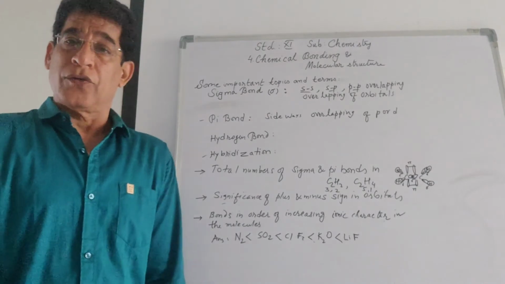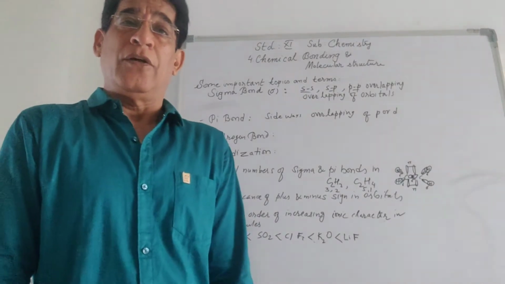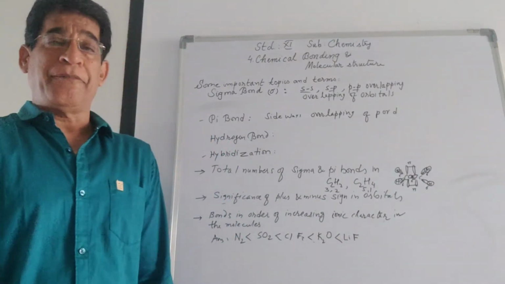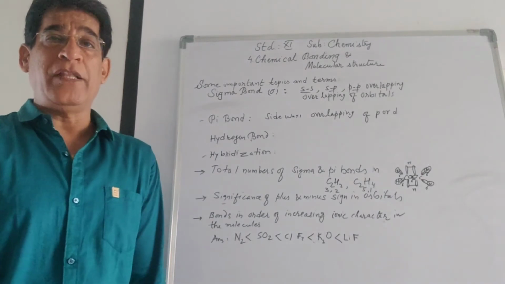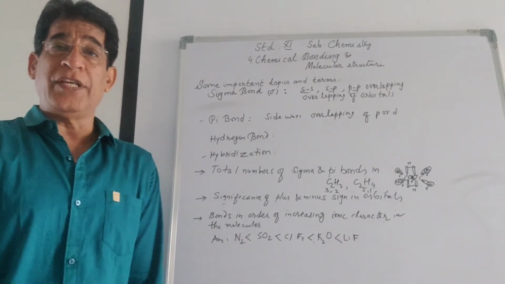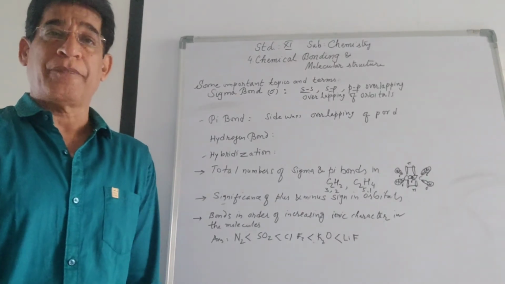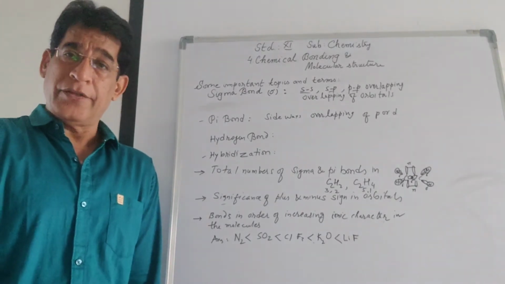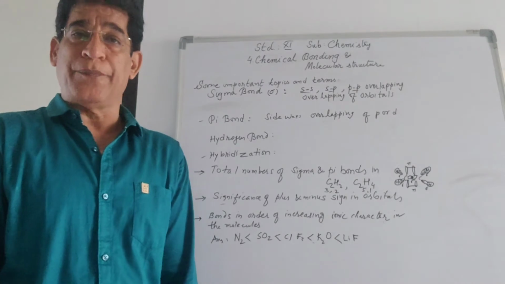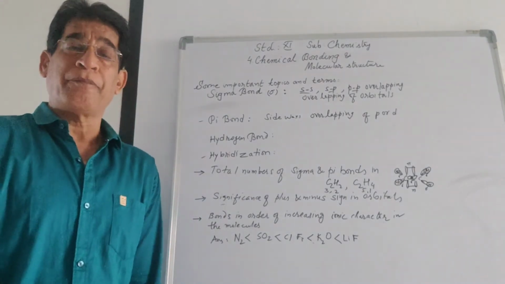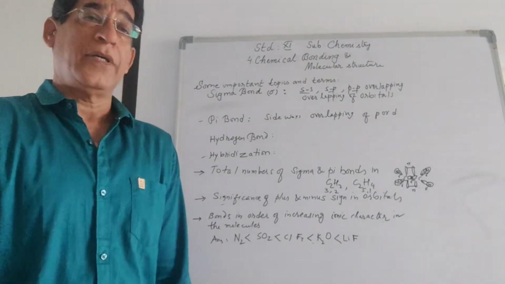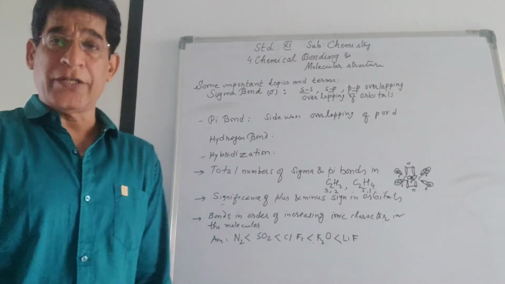Now, question: which type of bond is formed when the atoms have zero difference in electronegativity? Answer is covalent bond.